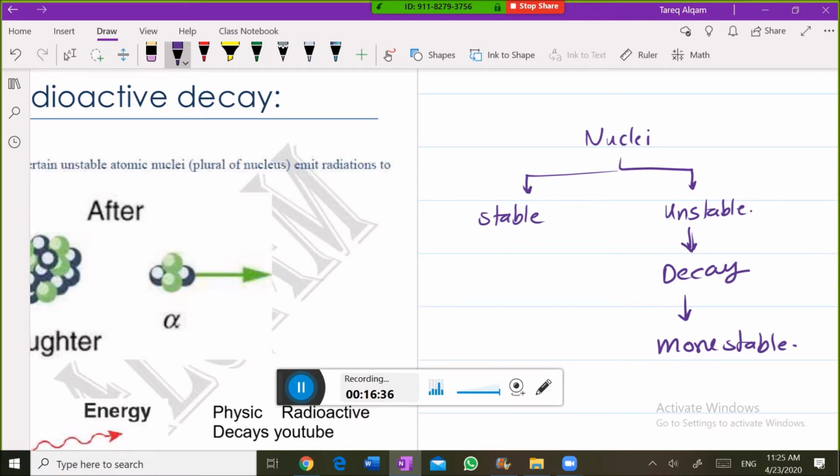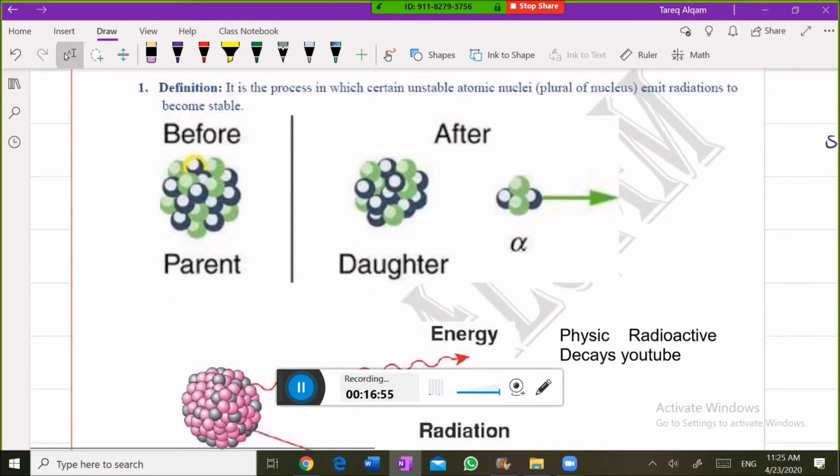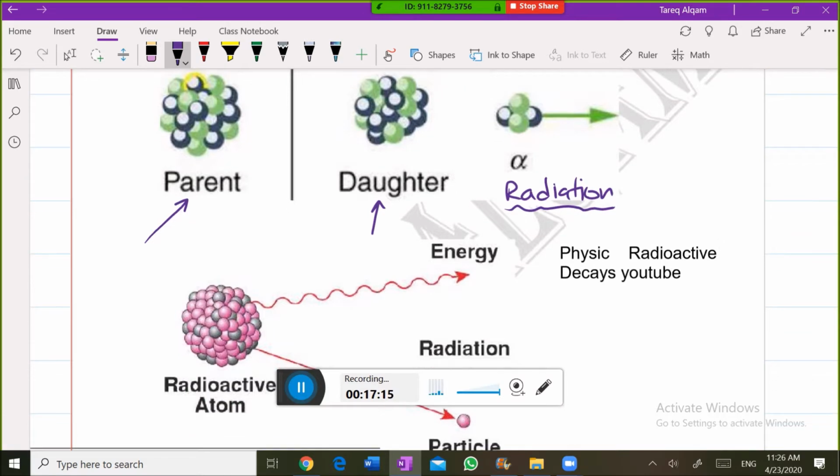Decay, guys, is something called disintegration. Part of the nucleus disintegrates from the nucleus. As a result of that, the nucleus becomes more stable. Accordingly, here we have a parent nucleus. After a decay, we will have two things: a daughter nucleus, the new nucleus, and what is called radiation. The part that is kicked out from the nucleus is called radiation.